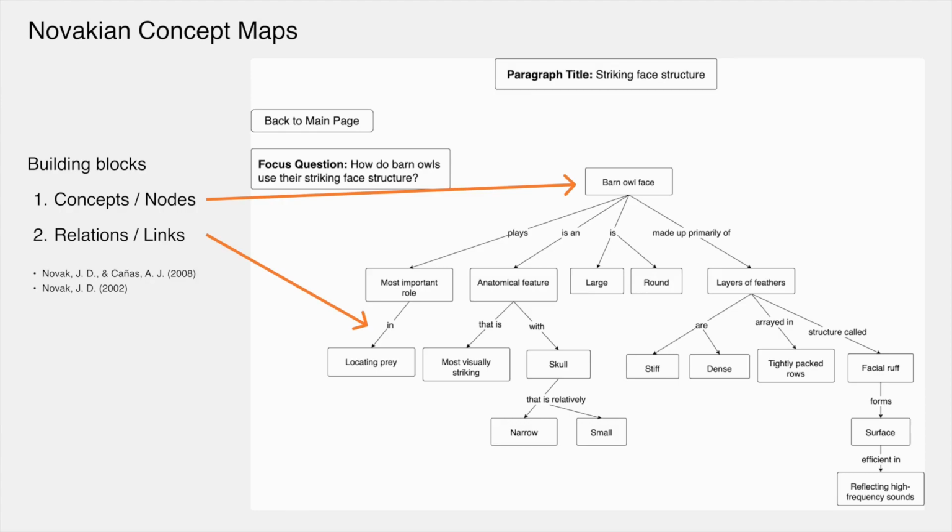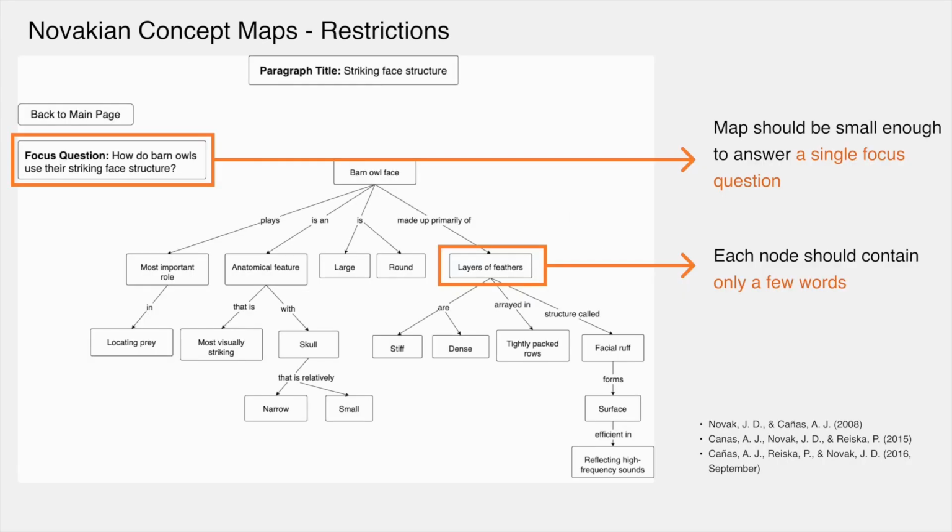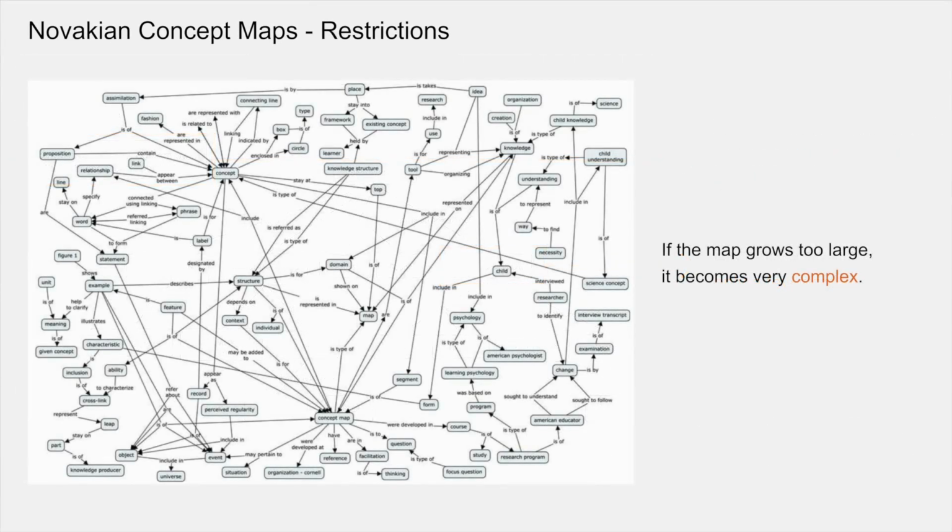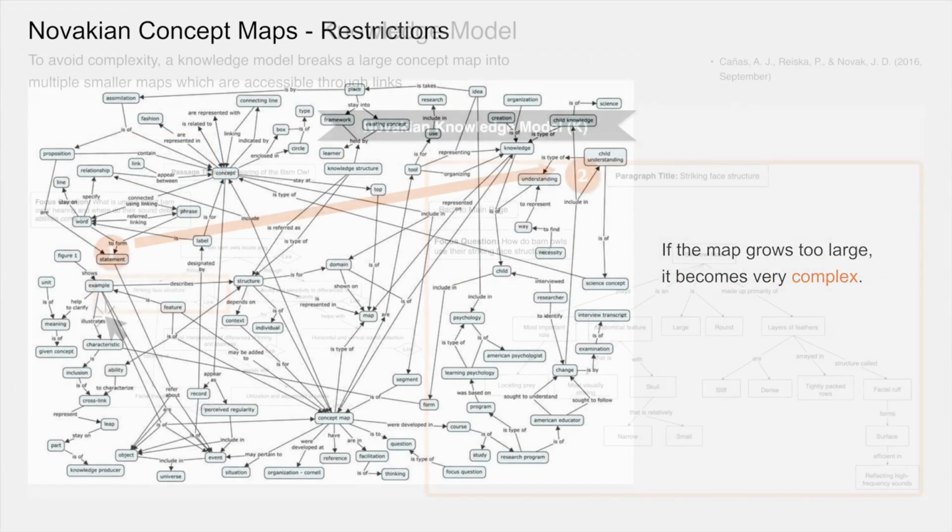Novakian concept maps have two building blocks, concepts or nodes, and relations or links that visually connect them in a top-down hierarchical structure. Novak and Kanyas recommend including only a few words in each node and making each concept map small enough to answer a single focused question. As concept maps grow, they become less readable.